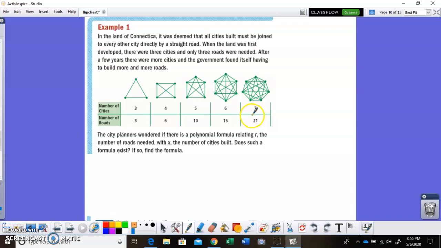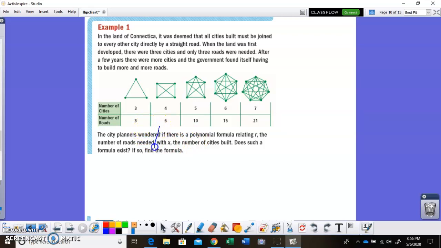All right, so every time we add a city, we're not adding the same number of roads each time. So what we need to do is find out if we can figure a formula or a model to determine how many roads there will be if we know how many cities there are. And the way we're going to start that is we're going to first determine the degree of the polynomial we'll use to model it. And we're going to use finite differences.